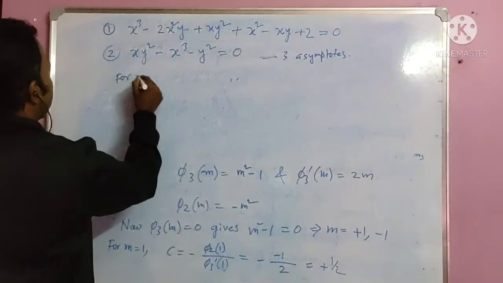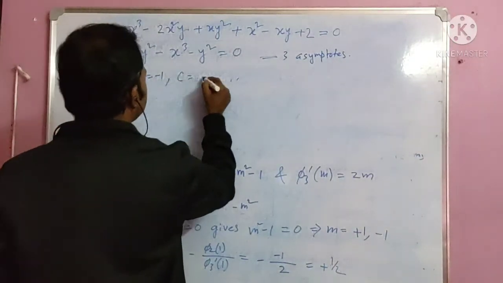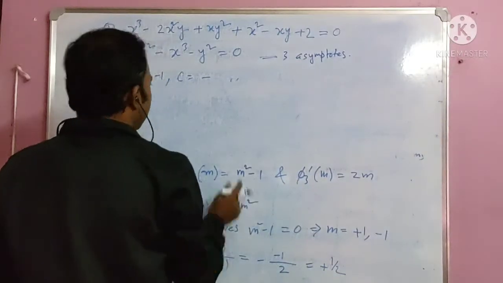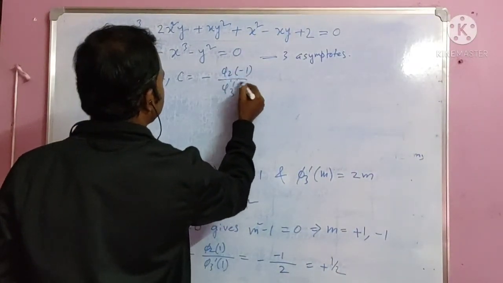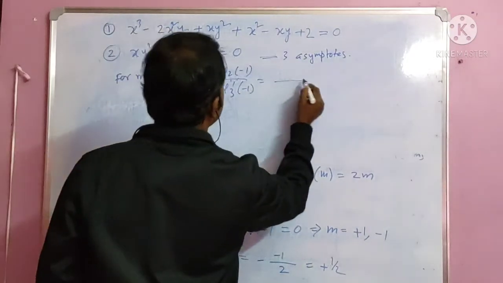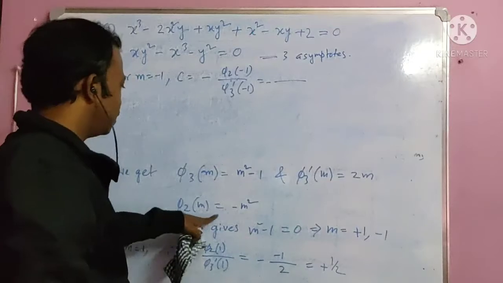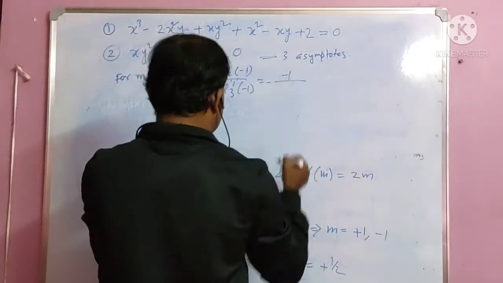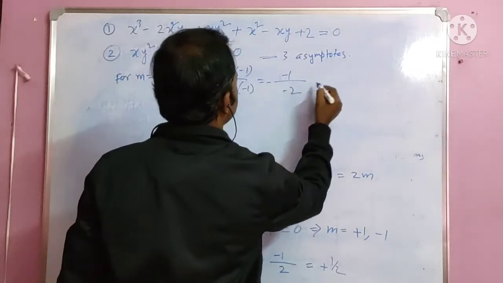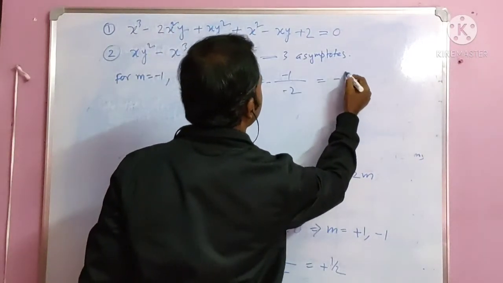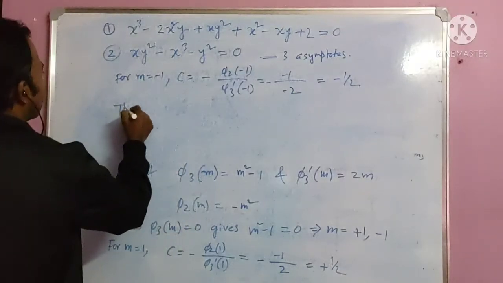For m equals to minus 1, C is equal to minus phi 2 minus 1 by phi 3 dash minus 1. This gives minus phi 2 minus 1. What is phi 2? Phi 2 is here, minus 1. This gives minus 1. Phi 3 dash minus 1 is minus 2. So we get minus of.